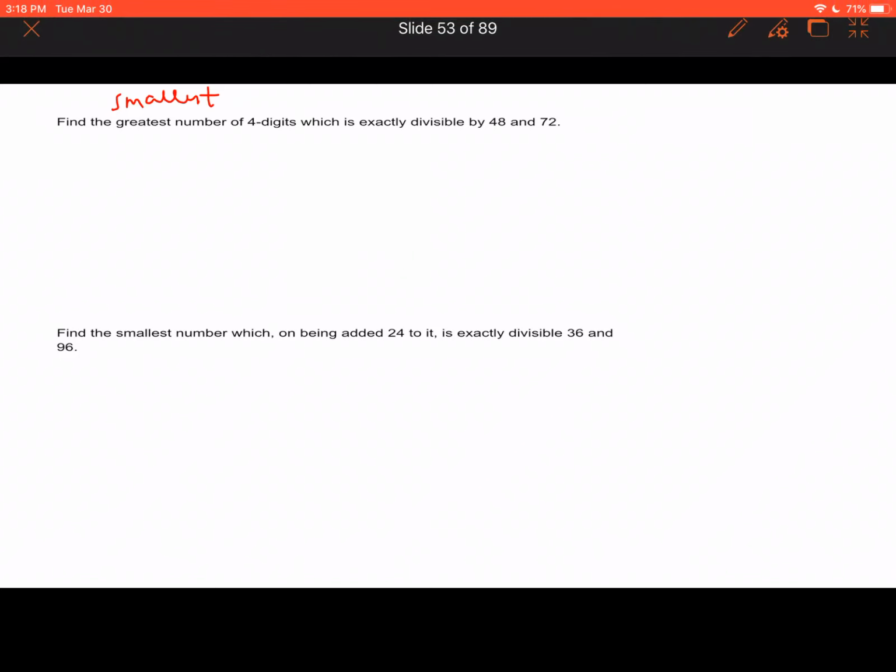We'll move on to the next problem. Find the smallest and greatest number of 4 digits which is exactly divisible by 48 and 32. So exactly divisible, so we are going to find the LCM for these numbers.